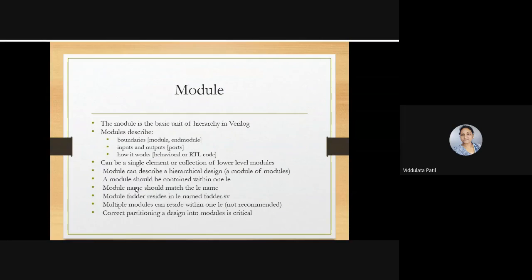Okay. Now again, one thing is necessary: whatever module name we give to that module, the same name should be used for the program file where we are saving it. Suppose we have the module name fadder, then it should be saved as fadder.sv only. It may happen that multiple modules can reside within one file, but actually it is not recommended.